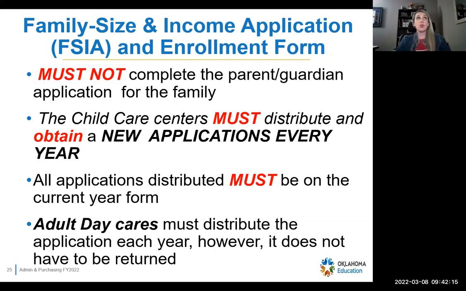Now, you may need to update something, and you can do that, and I'll show you how to do that later, but the only thing that a facility can put on the family size and income application or enrollment form is the enrolled child's name. That's it. Everything else must be filled out by the parent. Now, everybody on here must send these out. You must distribute them every year. This says child care center, but really any daycare center, anybody who's on the program, if you have an application, you have to send out new applications every year to your parents.